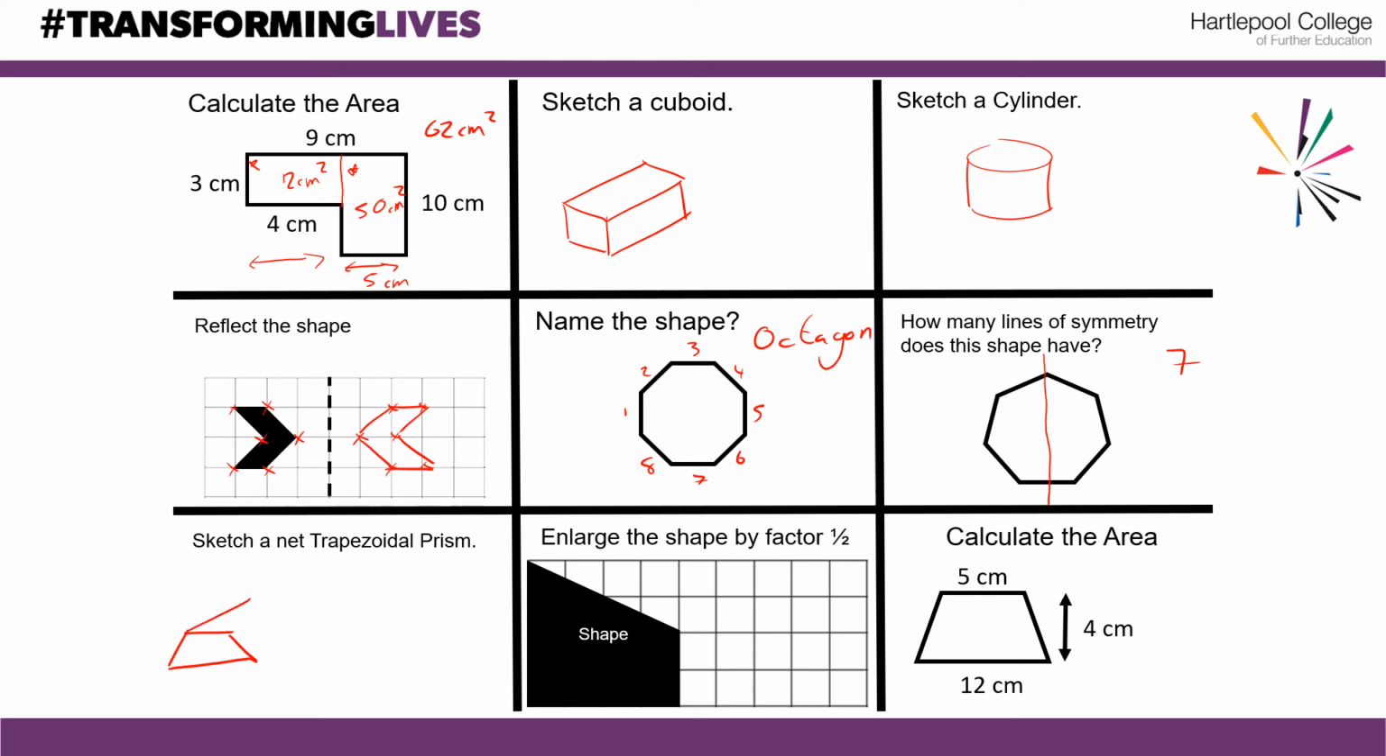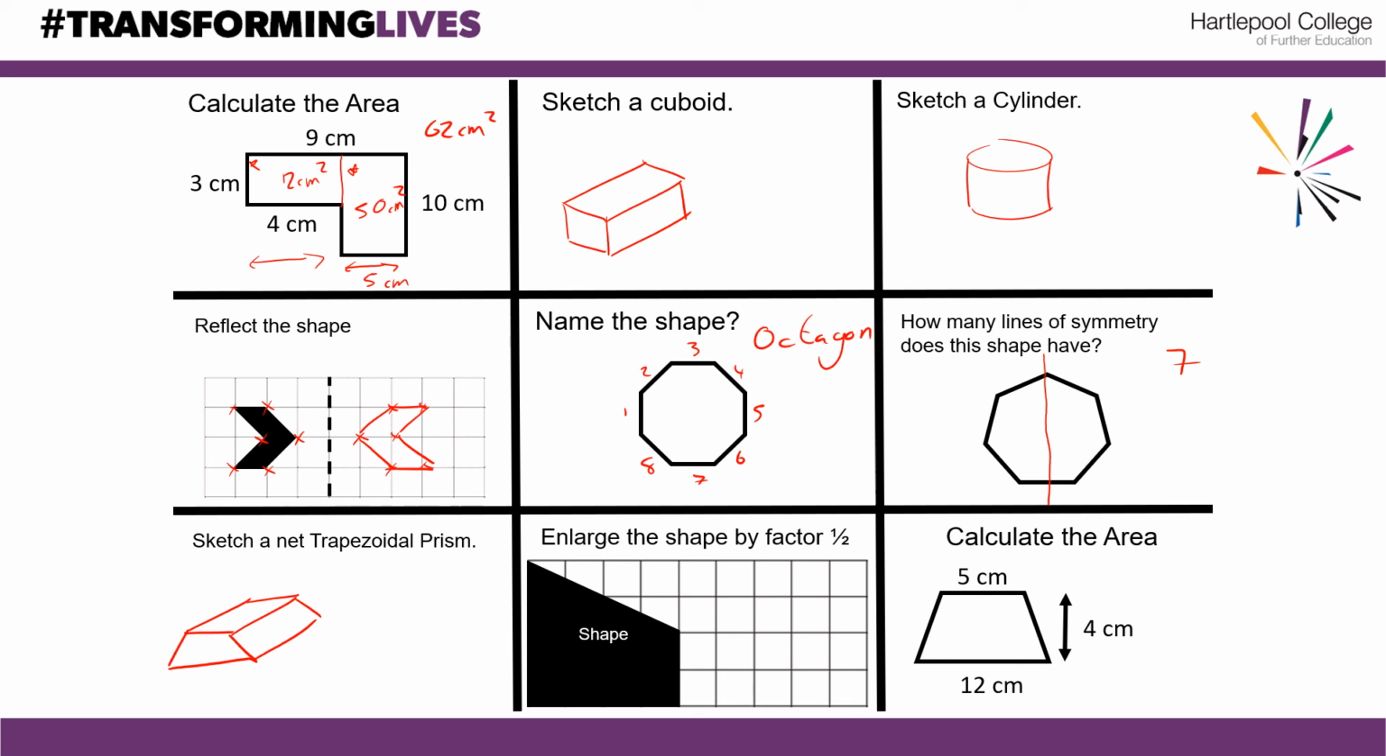So if we extend that into 3 dimensions, that would be a rough sketch of a trapezoidal prism. Next up, it says enlarge the shape by a factor of 1/2. And remember, enlargement often gives the impression that it only applies to shapes where they're going to get bigger. But if you enlarge by 1, then the shape stays the same size. If you enlarge by a factor of 1/2, it actually halves the size.